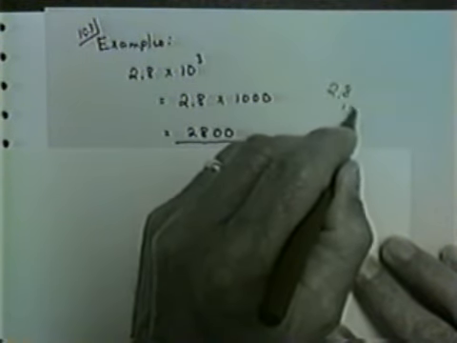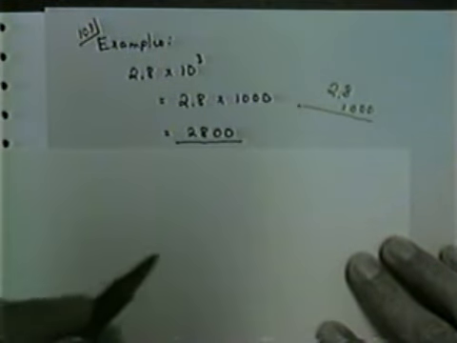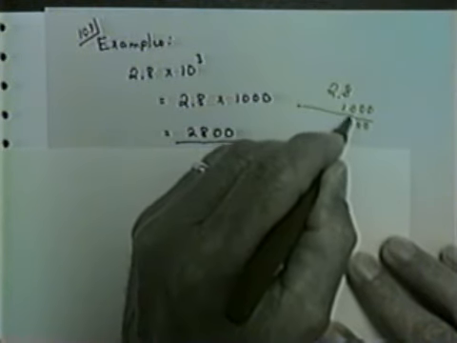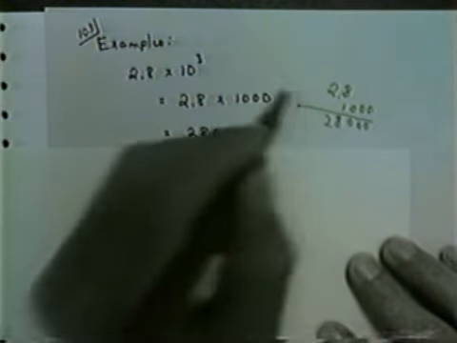Let me multiply that and show you why. I'm multiplying 2.8 by 1,000. So bring down the zeros. 1 times 8 is 8, 1 times 2 is 2. Mark off one decimal place because 2.8 has one place, and you're left with 2,800.0, which is the same as 2,800. So 2.8 times 10 to the third power is the same as 2,800.